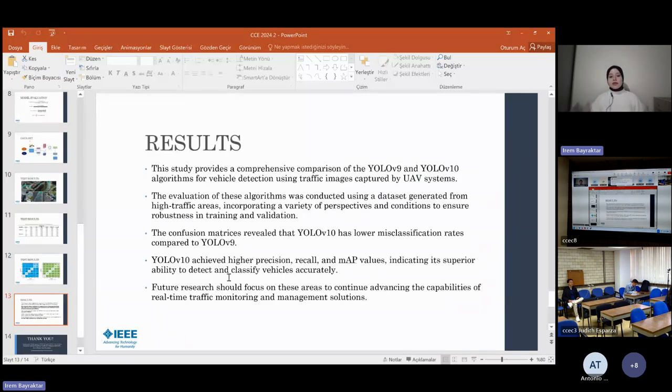And what is our result? We can also realize that the YOLO 10 algorithm is faster than the YOLO 9 algorithm. So in our real-time object detection studies with UAV systems, the YOLO 10 algorithm is much more suitable, and it is a faster and more accurate algorithm in every file.